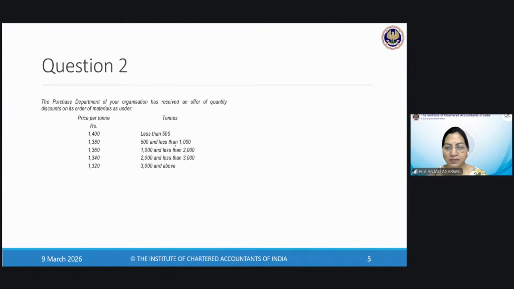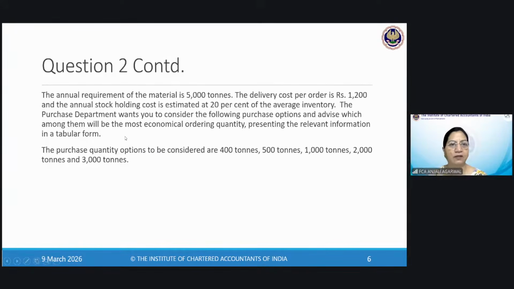Now, in the exam, the question may ask you that we are going to place an order for 500 units, check for 500, 1000, 2000, 3000, 4000, and so on. But if nothing is mentioned, then you will use any one value which is less than 500, let's say 400. Then start taking these breakpoints: 500, 1000, 2000, and 3000. Your annual requirement is 5,000 tons and delivery cost is 1,200. Stock holding cost is estimated to be 20% of the average.